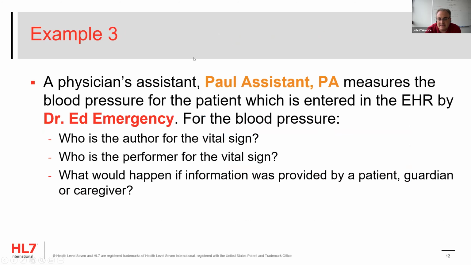Example 3 is one where the roles could be reversed, certainly. But for this one, a physician's assistant measures the blood pressure for the patient, which is entered in the EHR by the doctor at emergency. For the blood pressure, who'd be the author, who'd be the performer, and what would happen if information was provided by somebody else? I actually don't have this one answered, but I think that this goes to that idea of informant.